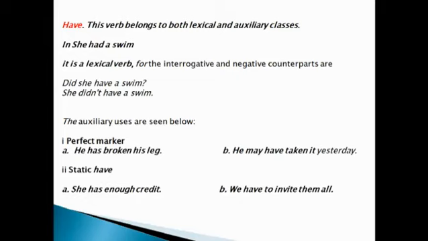The auxiliary uses are seen below. Take a look. The perfect marker, he has broken his leg, or he may have taken it yesterday. So in both cases, has and have prepare a verb that's to come in the past participle. The second use is static have. She has enough credit, and we have to invite them all. I'll talk about the differences between static and dynamic have in no time.